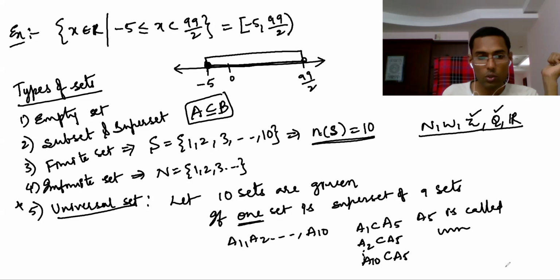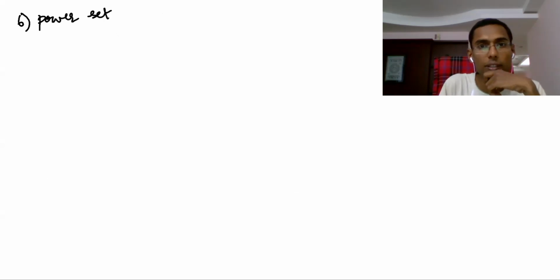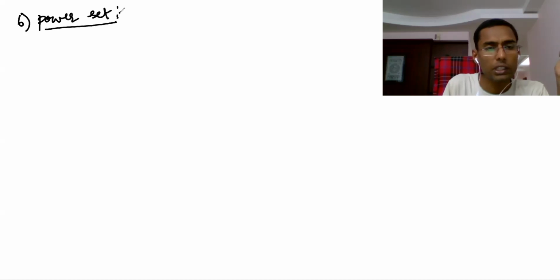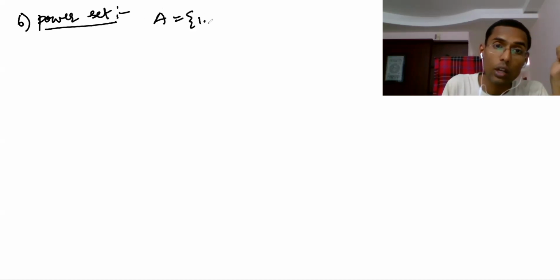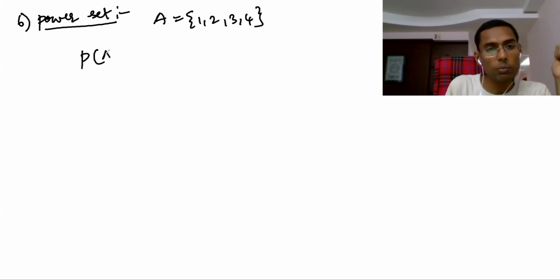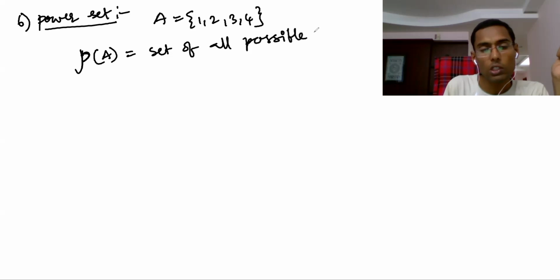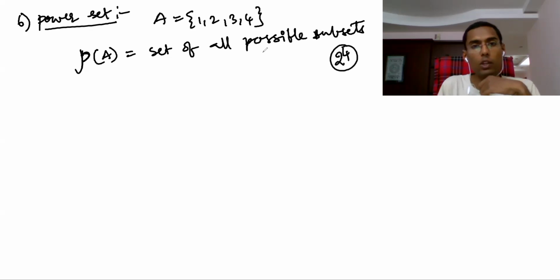Next we will go to the power set. What is this power set? Let's say A is a set, 1, 2, 3, 4. The power set of A, we represent as P(A). P(A) means the power set of A. The power set of A is the set of all possible subsets. If you know how many subsets there are, 2 to the power of 4, that means 16 subsets will be there.